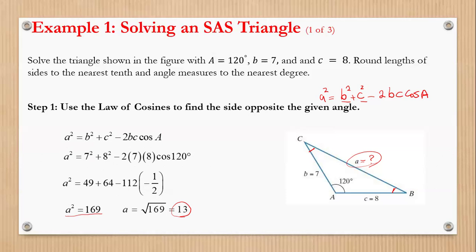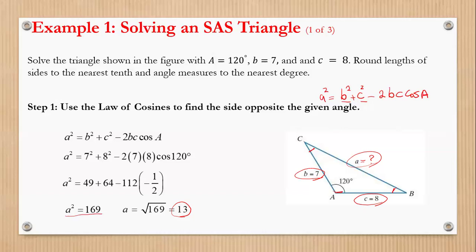Then step 2, we need to use the law of sine to find one of the angles. But which angle, B or C? The angle opposite to the shorter side. So out of the two sides that are given to me, B and C, B is the shorter side, which means that I'm going to use the law of sine because this angle is given to me.